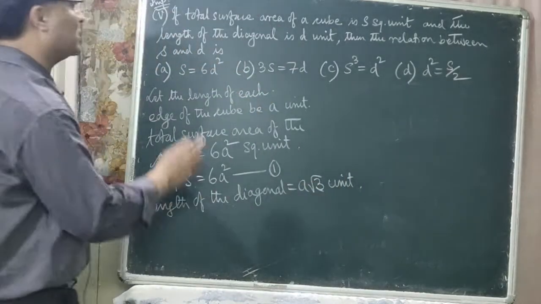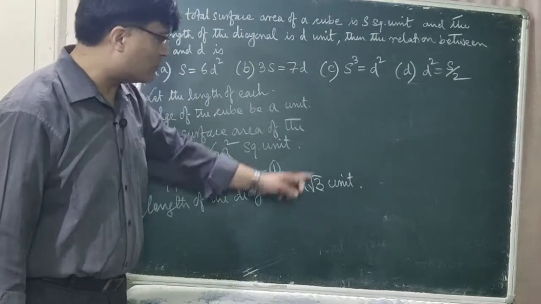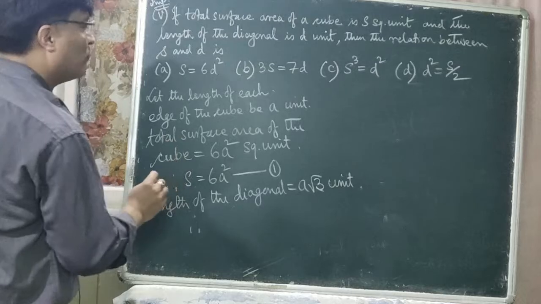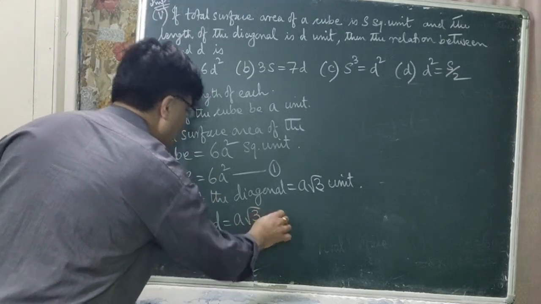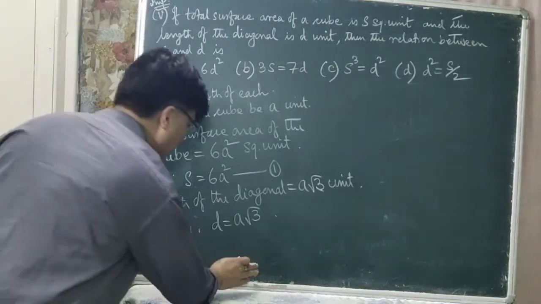But by question, what is the length of the diagonal? It is d unit. So these two must be equal, right? So therefore what do we write? D is equal to a root over 3. Is that clear?